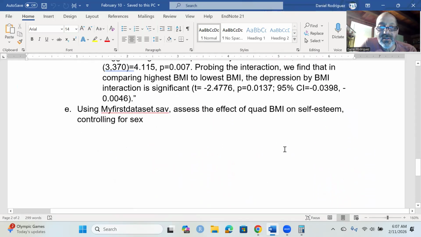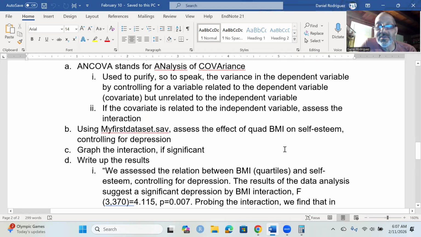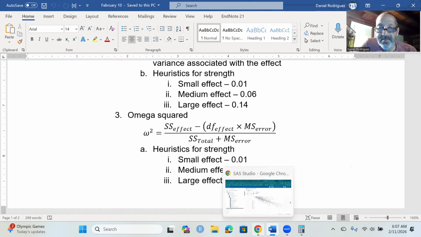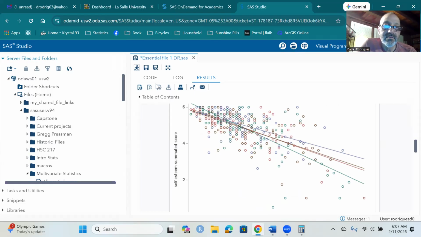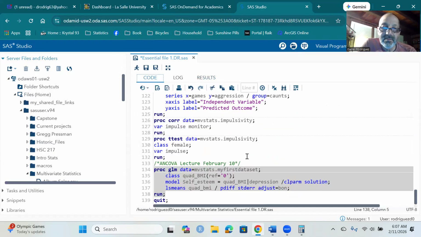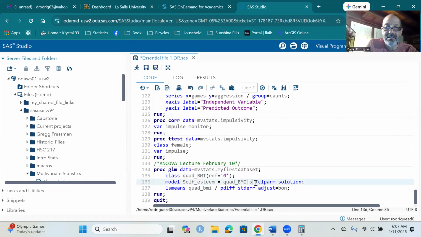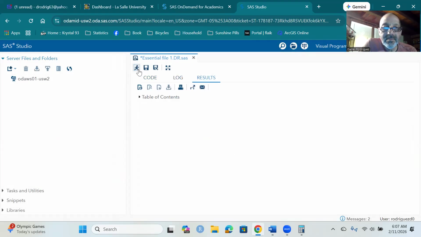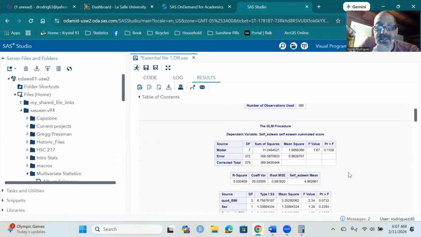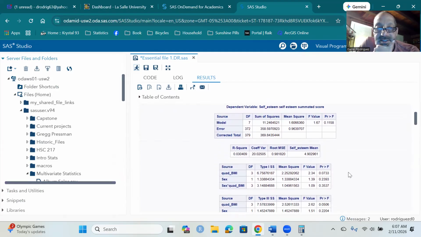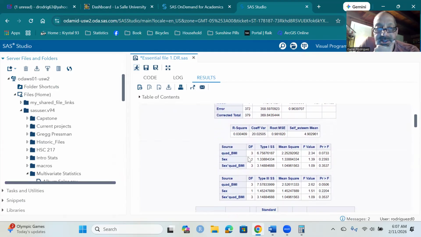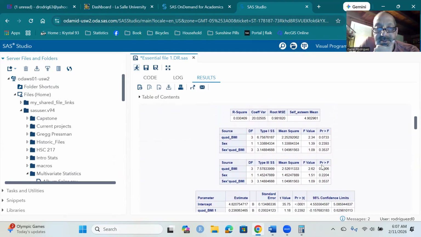So let's assess the effect of quad BMI on self-esteem controlling for sex instead. All right, let's do that. Use sex instead of depression. Do I have depression anywhere else here? All right, take a look. Let's see if anything else happens here. We've got quad BMI, so we're not worried about that yet.